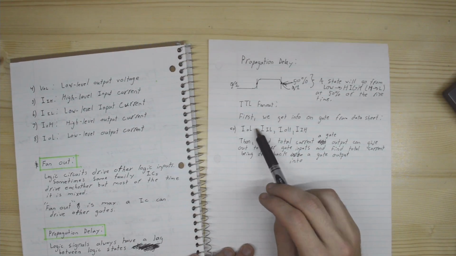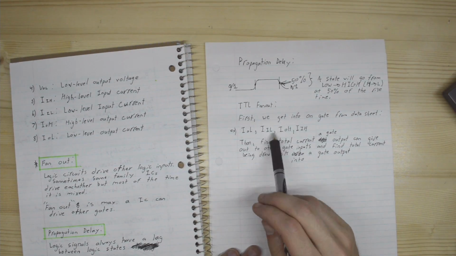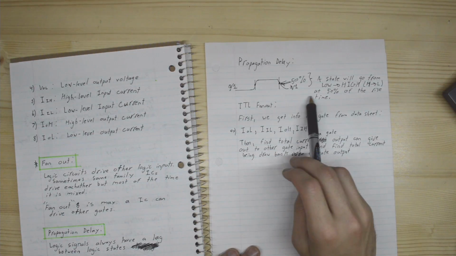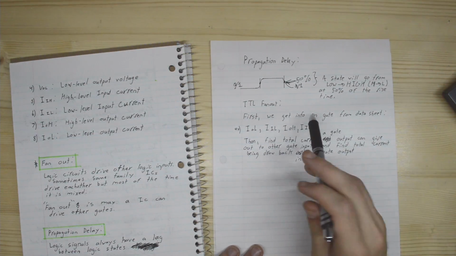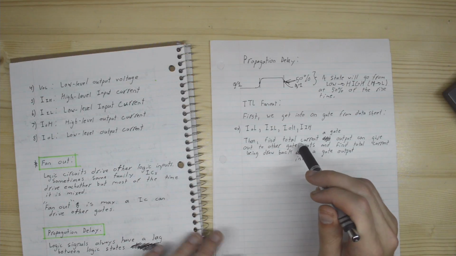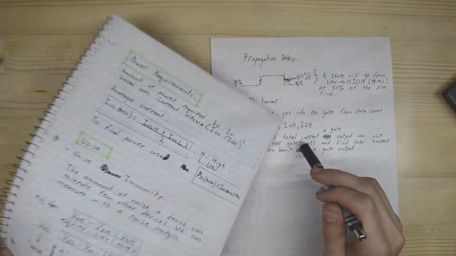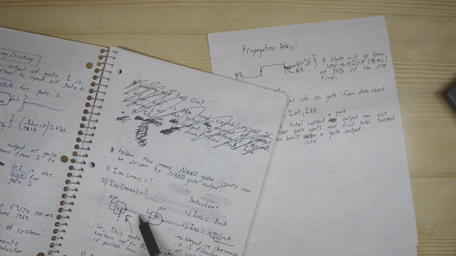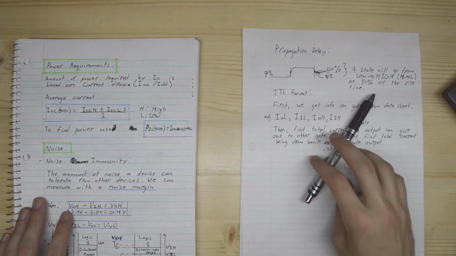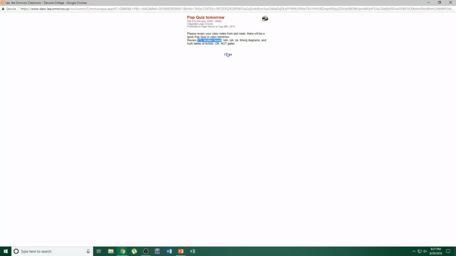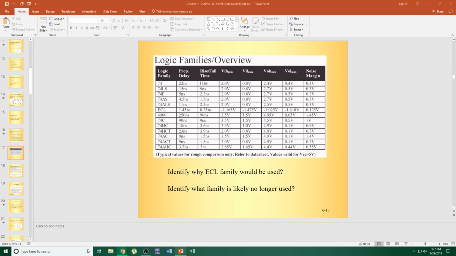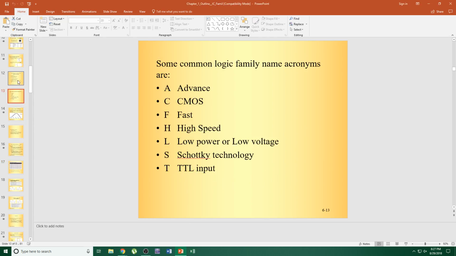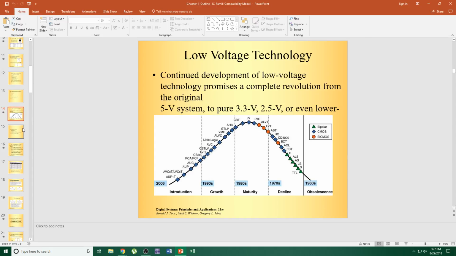So, family fan out, which is basically what we just did with the example here. Then we have VOH, IOH, IOL. We can look at that on the PowerPoint, if he mentions that again.